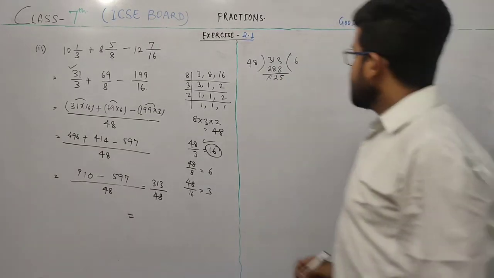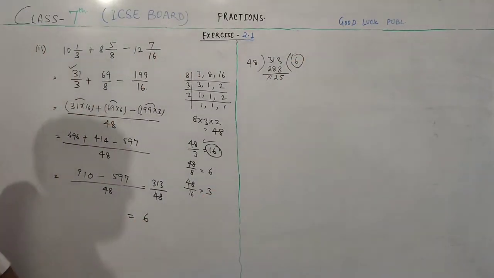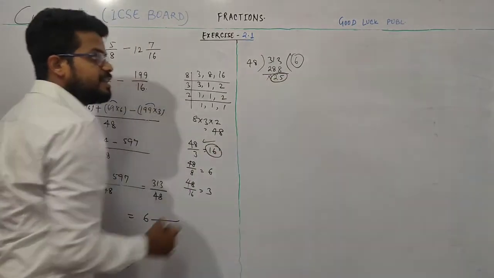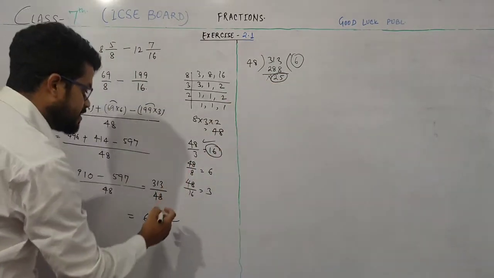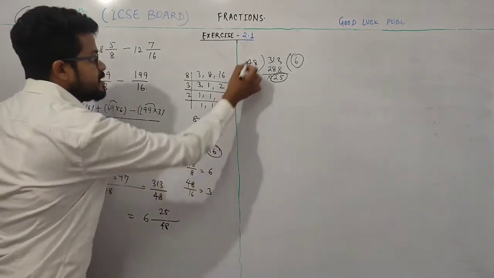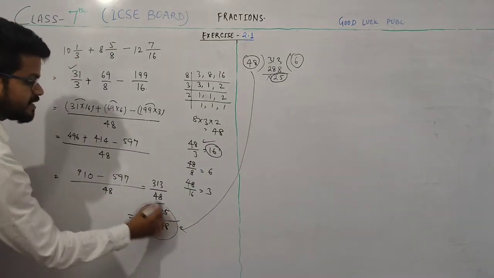Okay, so I write this quotient 6 in front, the remainder as the numerator, and this 48 in the denominator. So this is the answer.